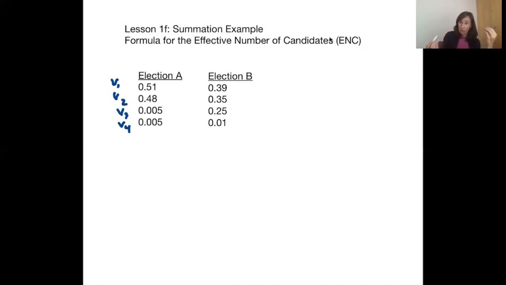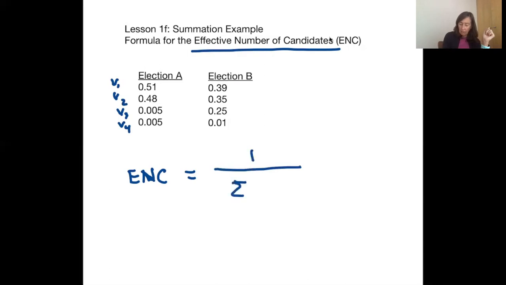So another way that political scientists handle this is by calculating the effective number of candidates. Okay, so ENC. And ENC is defined in a formula that has a summation symbol in it. That's why it's appearing here in Math Camp right now. So the effective number of candidates in an election, you get it by taking the reciprocal of the sum over all the nominal number of candidates, n, which would be 4 in our example, of the squared vote shares.